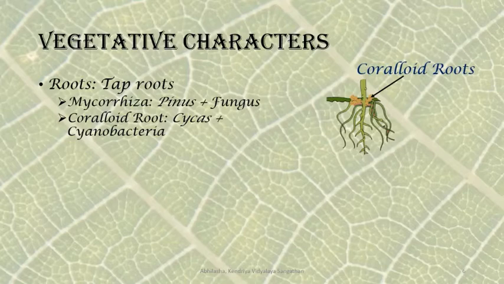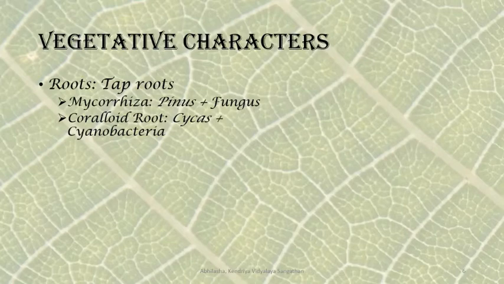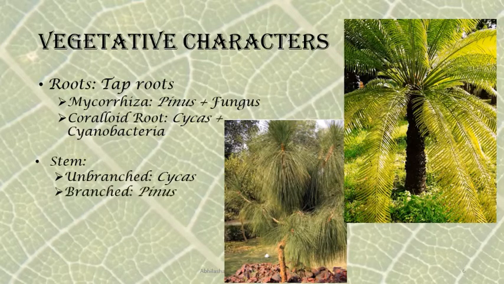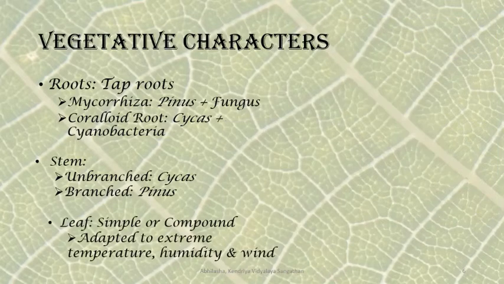Now these are the two groups of gymnosperms, the cycas and the pinus. They have two different types of stems. Can you tell from the images what is the difference between these two types of stems? The cycas stem is unbranched while the pinus stem is branched. Now the leaves are simple or compound. They are adapted to extreme temperatures, humidity and wind.